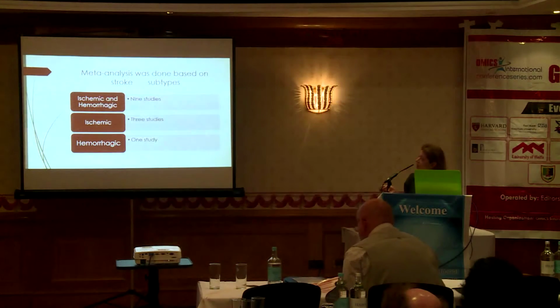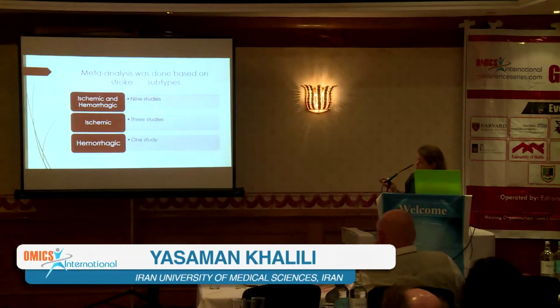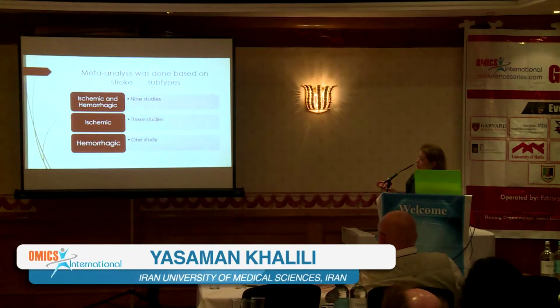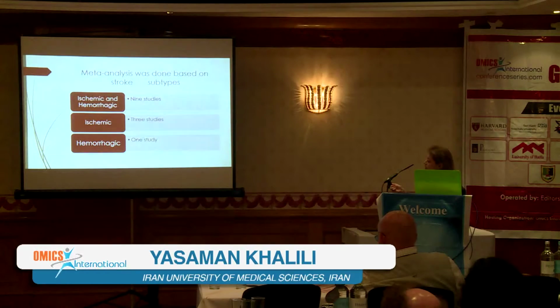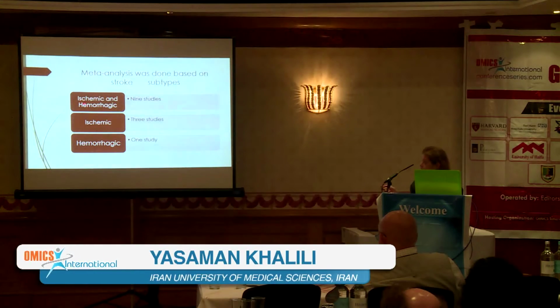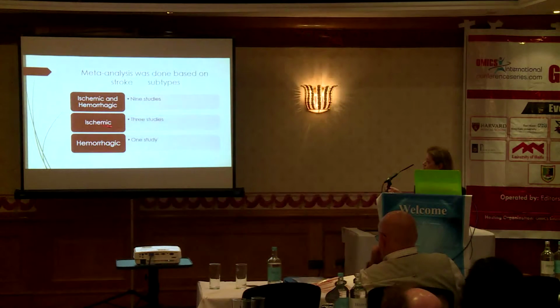After doing meta-analysis, we found, based on the slides that you have seen, that 9 studies were included for ischemic and hemorrhagic subtypes meta-analysis, 3 studies for ischemic, and we have just 1 study for hemorrhagic stroke case fatality which is reported.